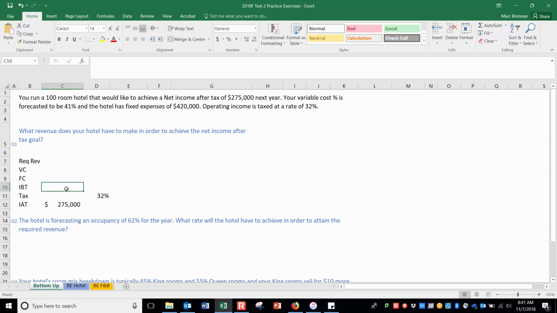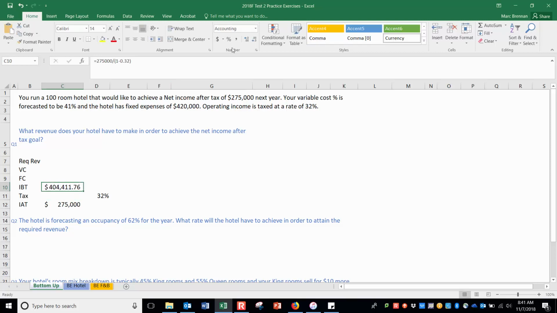Okay. So what we need to do is, with this information, find out what income before tax is. If you remember, income before tax, that's your operating income, equals your income after tax, which is your net income, divided by whatever 1 minus the tax rate is. So in this case, we would go $275,000, which is our net income goal, divided by 1 minus 0.32, which is our tax rate. So we're basically saying this is 68% of this number. Okay, so that's what we're saying.